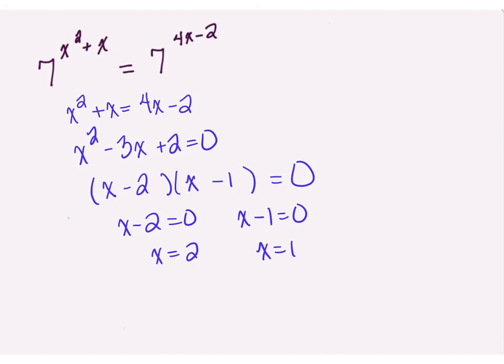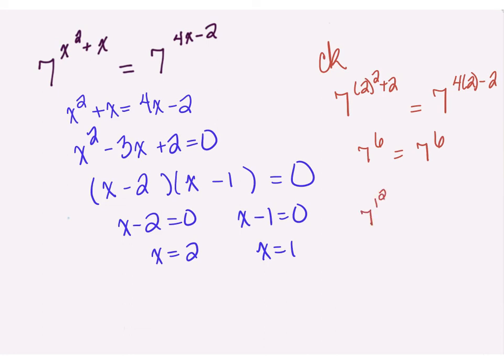Now, you do want to go back and check. It's important that we check these because sometimes we have to throw out an answer. So I am going to have 7 to the 2 squared plus 2 and 7 to the 4 times 2 minus 2. 2 squared is 4, plus 2 is 6, so I have 7 to the 6th power. 4 times 2 is 8, minus 2 is also 6. And we want to check both of them. So I have 7 to the 1 squared plus 1 equals 4 times 1 minus 2. So I have 7 to the 2nd power equals 7 to the 2nd power.